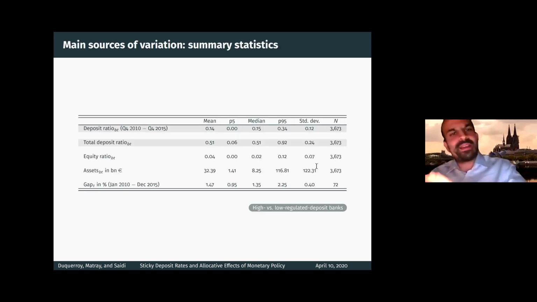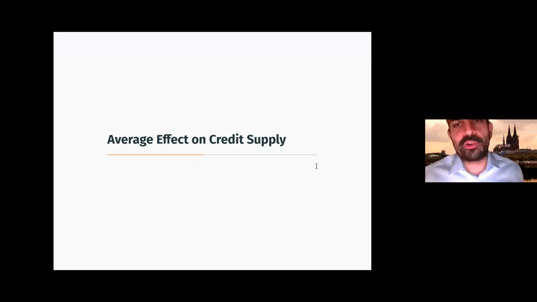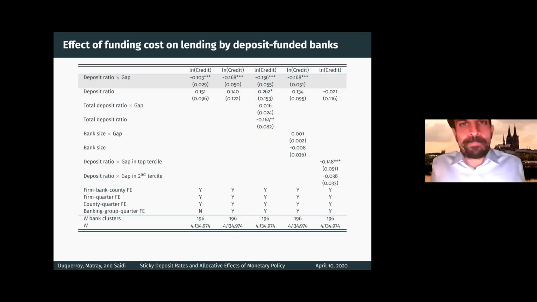Just very quick, if you compare the regulated deposit ratio to the total deposit ratio, they make for a good third of banks' total deposit funding. Let's get to the average effect on credit supply. So here are the results from the specification I showed you earlier.